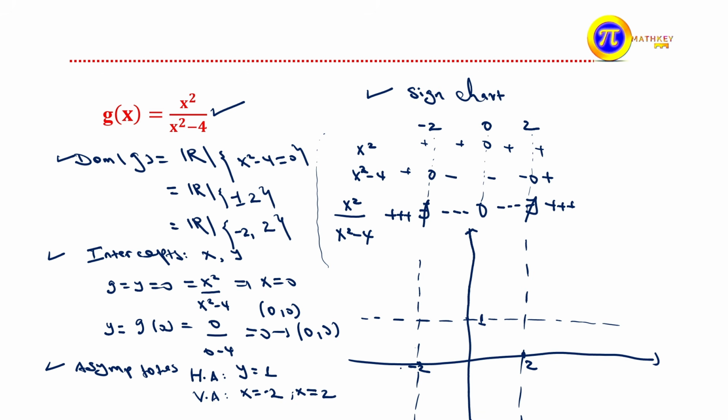Next, the x-intercept and y-intercept: it is (0, 0). The x-intercept is 0, the y-intercept is also 0. The next one, we'll see the properties of what? Our sign analysis.